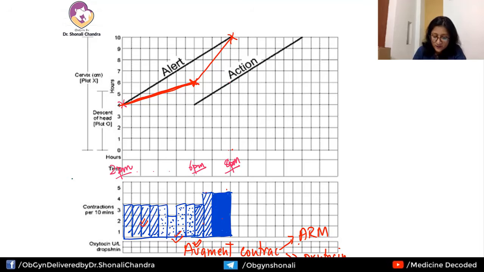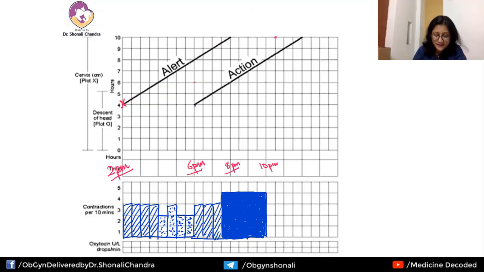Okay, now let us change the scenario a little bit more. I say that the same woman who at 2 p.m. was 4 centimeters, at 6 p.m. was 6 centimeters, and she was getting mild contractions. So I decided to start oxytocin here. I continued the oxytocin for another 1-2 hours. All right. And at 8 p.m. I find that instead of progressing, she is still stuck at 6 centimeters.